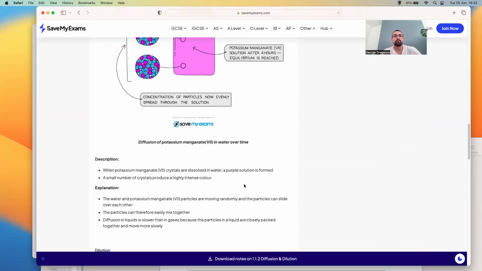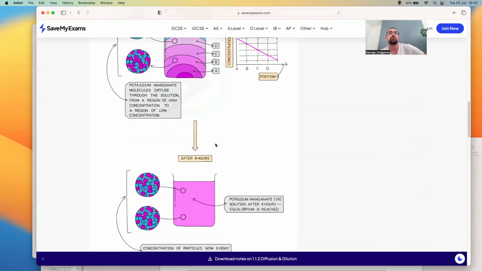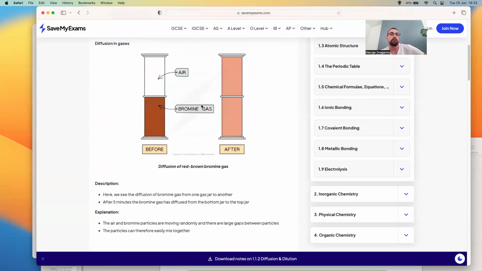So we've already talked about this. This is the diffusion in liquids being slower because the particles are more closely packed. So this experiment took 4 hours. This experiment took 5 minutes, okay? That's one of the factors that affect it: what medium is the diffusion in? So in air, it's faster. In liquids, it's slower.